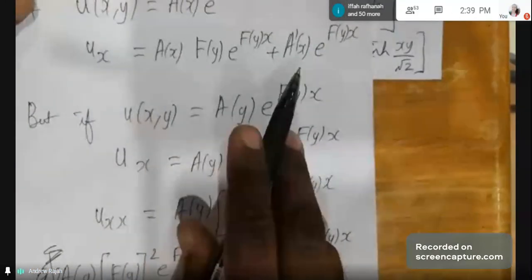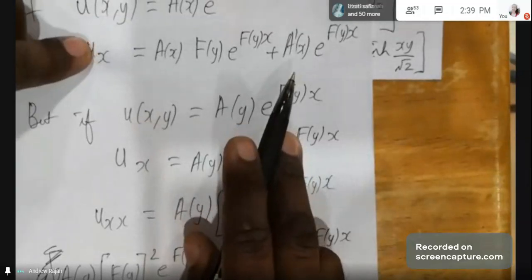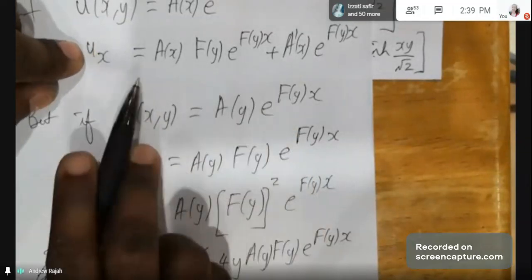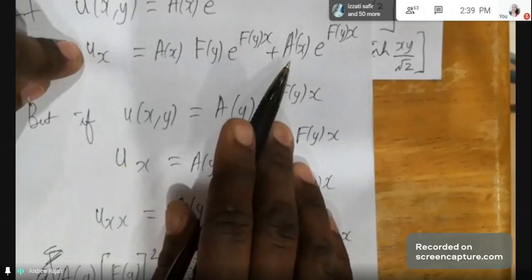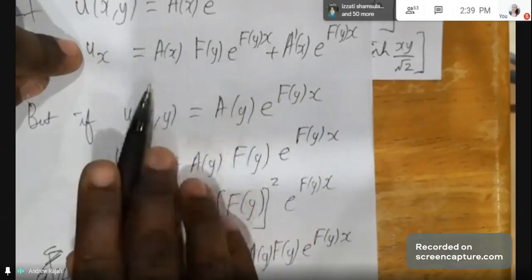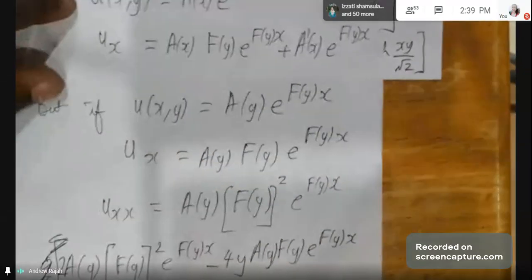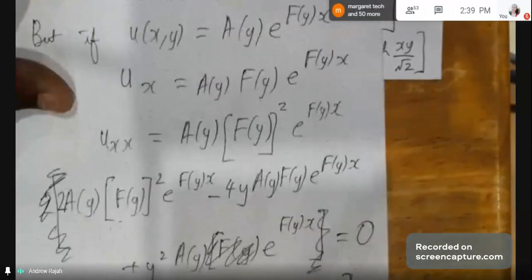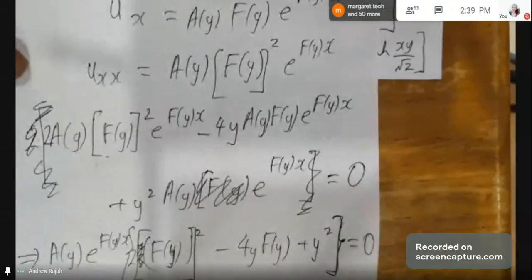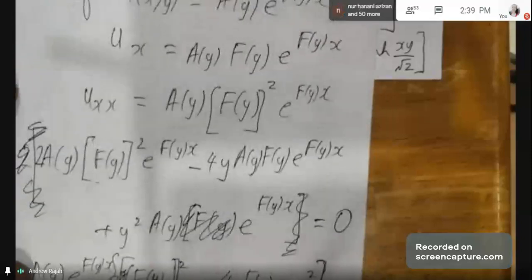But if you choose A(x), because you have the A prime, when you find del squared u over del x squared, you get A double prime (x), A prime (x) and A(x) terms. All this you put inside, and you're not going to cancel and get 0.